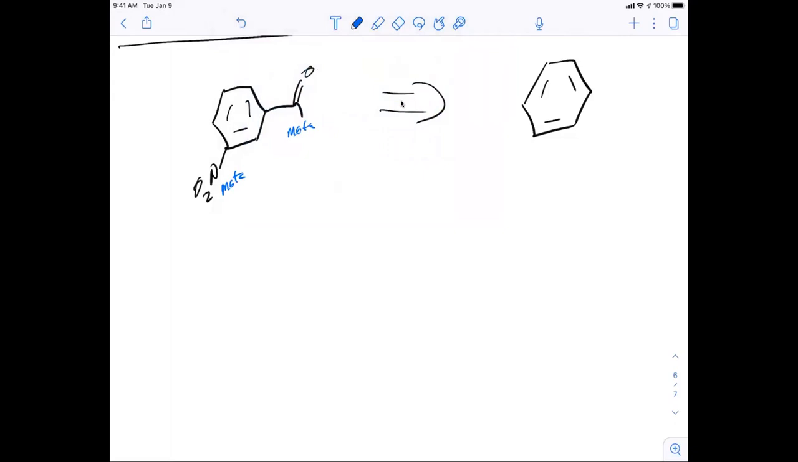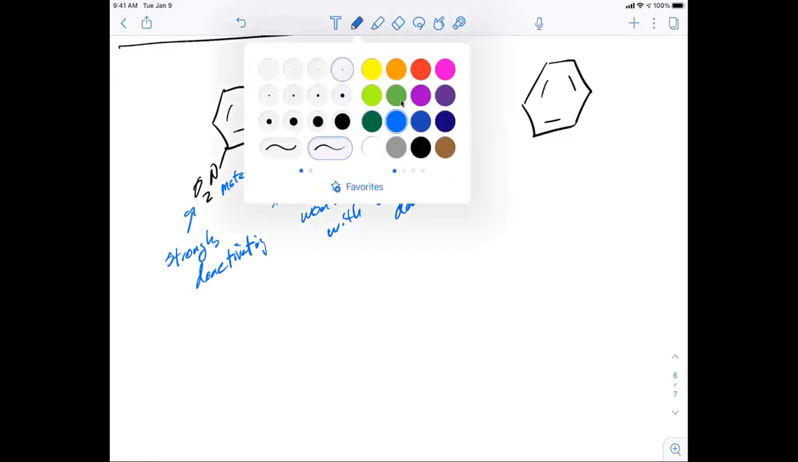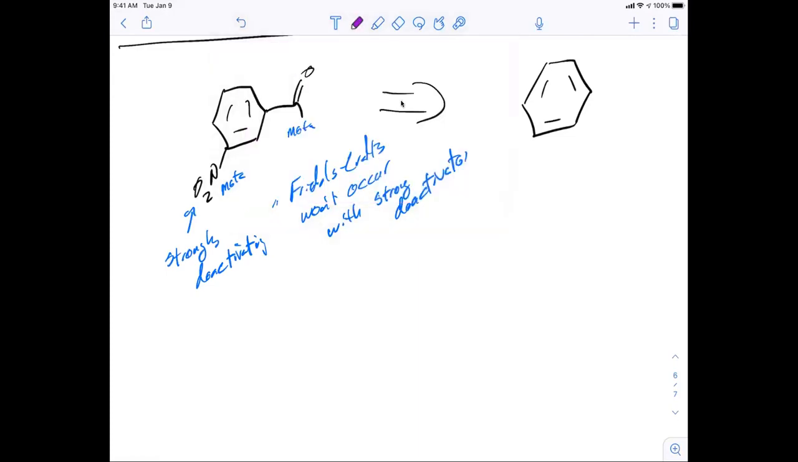Okay, on this one, right? They're both meta directors, right? But what do we know? We know that a Friedel-Crafts won't occur with strongly deactivating groups, right? And what do we know about the nitro? Nitro is a strongly deactivating group. We know that because the nitro has a full positive right outside the ring. Right? So therefore, which one of these do we want to do first? Well, since the Friedel-Crafts acylation can occur in the presence of nitro, we want to do it first, and we want to do the nitro second.